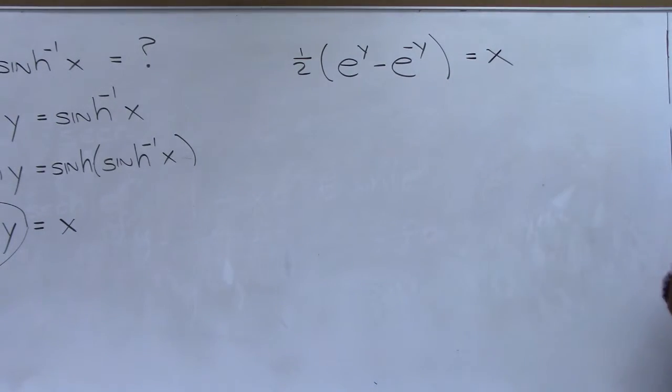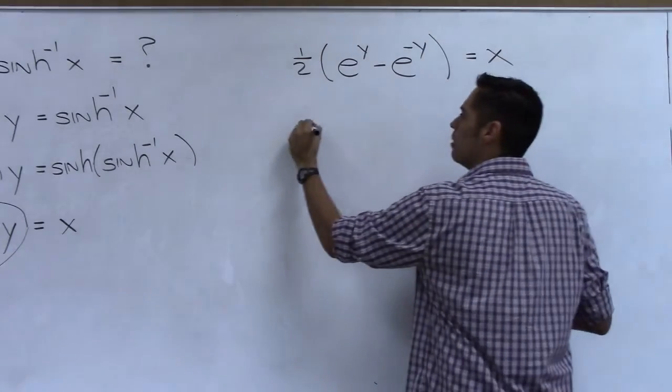Now, I'm trying to solve for y, right? Trying to get y by itself. All right, I don't like the 1/2. You don't like the 1/2. Multiply both sides by 2. How about we do that? All right, so we don't have a fraction anymore.